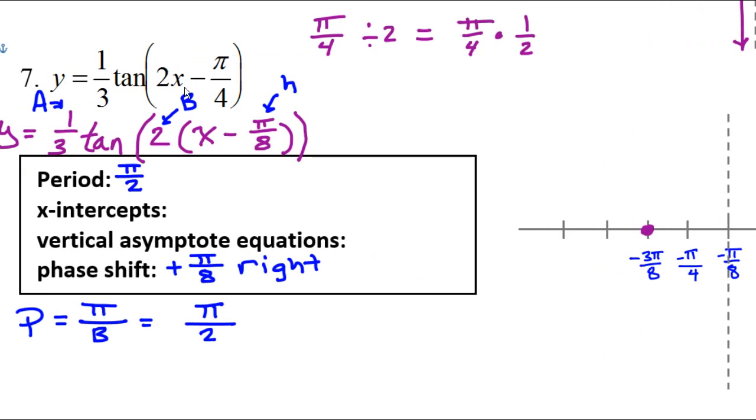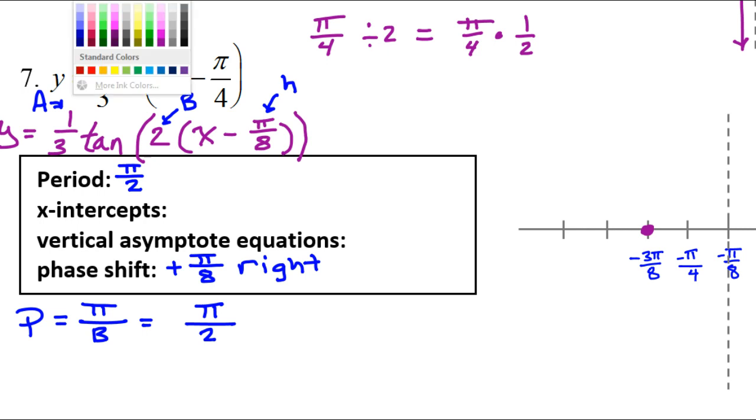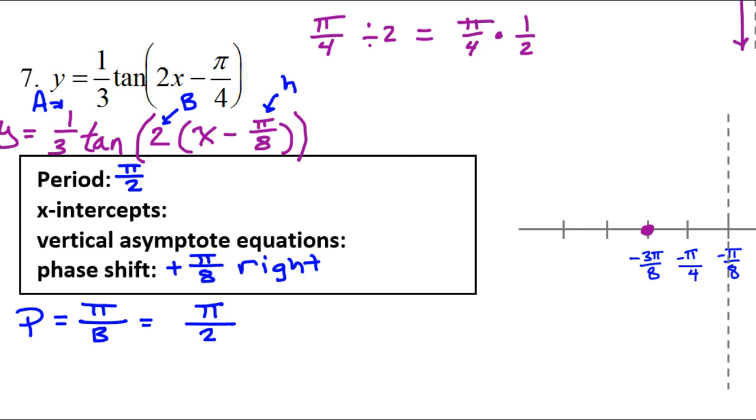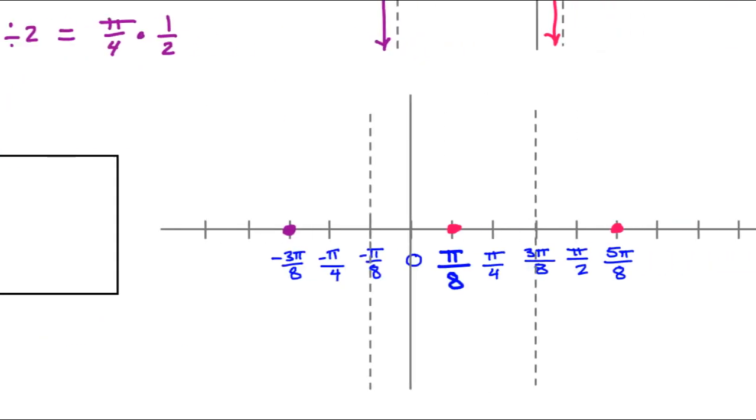Okay, the a value is 1/3. So let's go ahead and mark 1/3 on the y-axis because that is going to help us draw the graph. So I'm going to mark 1/3 right about here. And then if I go down the same distance, this should be negative 1/3. Alright?